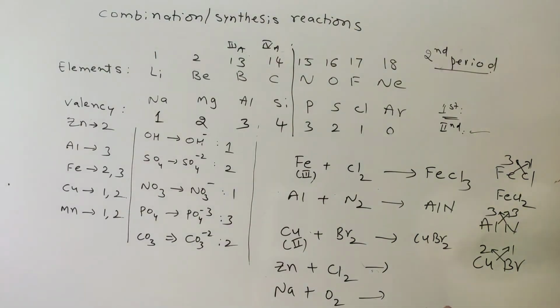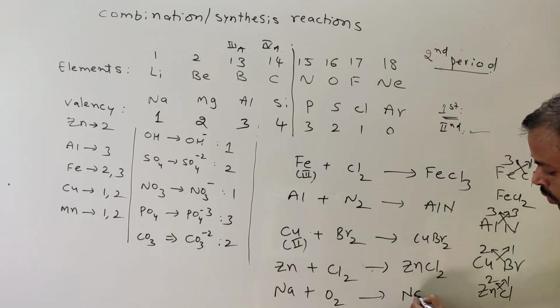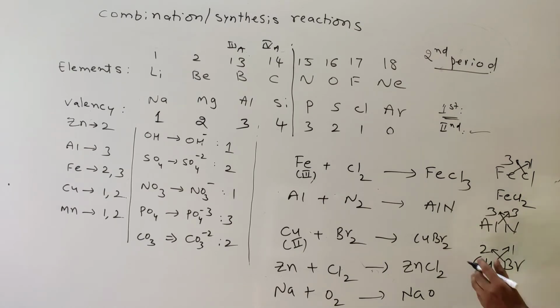Okay. Now zinc plus Cl2, ZnCl. Okay. What is the zinc valency? 2. Chlorine valency is 1. So make this as criss-cross. Now ZnCl2. ZnCl2. Next Na O. Sodium is 1, oxygen is 2. Okay. That's why by criss-cross what will you get? Na2O. Na2O. Okay.